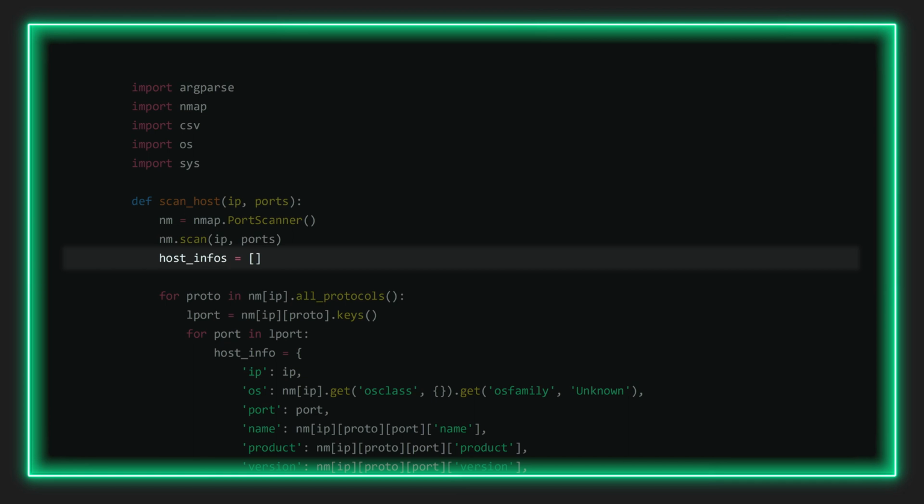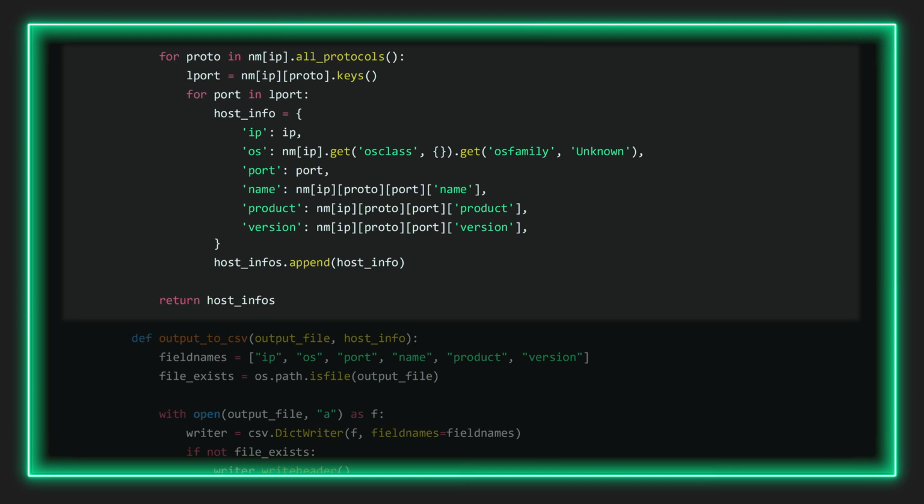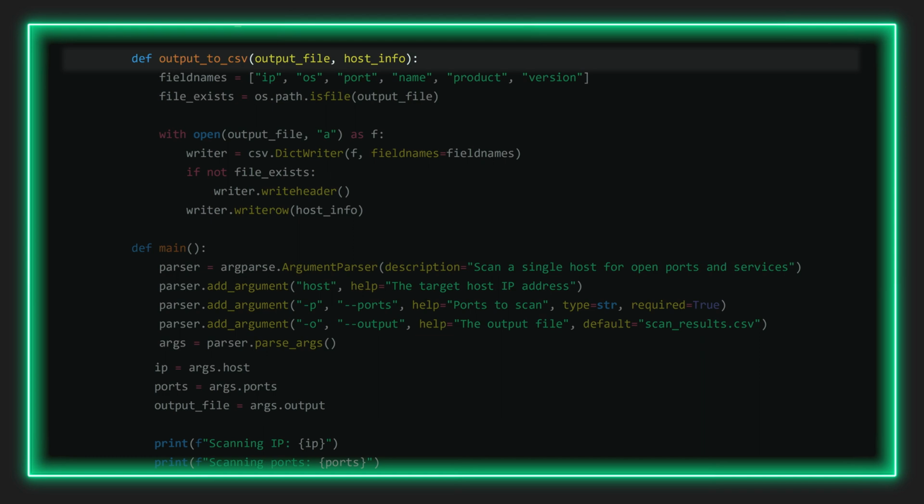Here we then create an empty list to hold all our results, whereafter we use a for loop to iterate through the results, allowing us to append everything to the list we've just created once we're done. Next up, we create the output to a CSV function. We can see as arguments, we give it the file we want to save to, as well as what we want saved to that file. In this case, the host info list we just created.